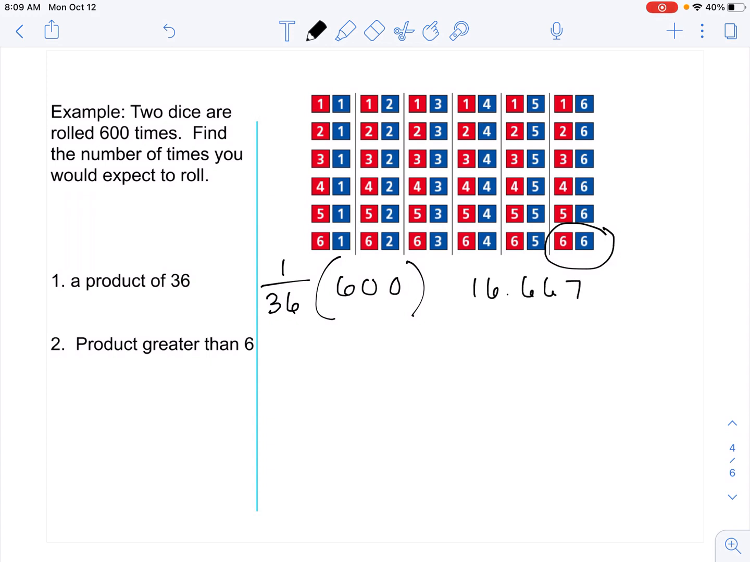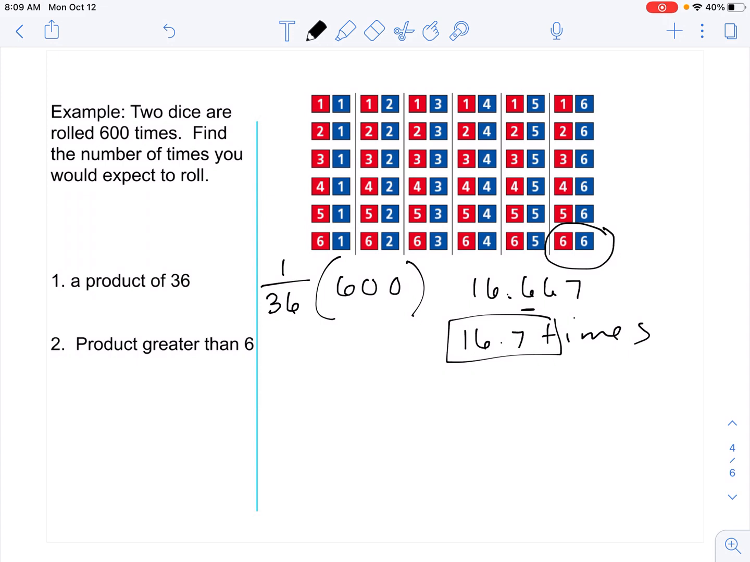This is 16.6 repeating, and we can round to 3 significant figures. So that would be rounding to the first decimal, and that would be 16.7 times.